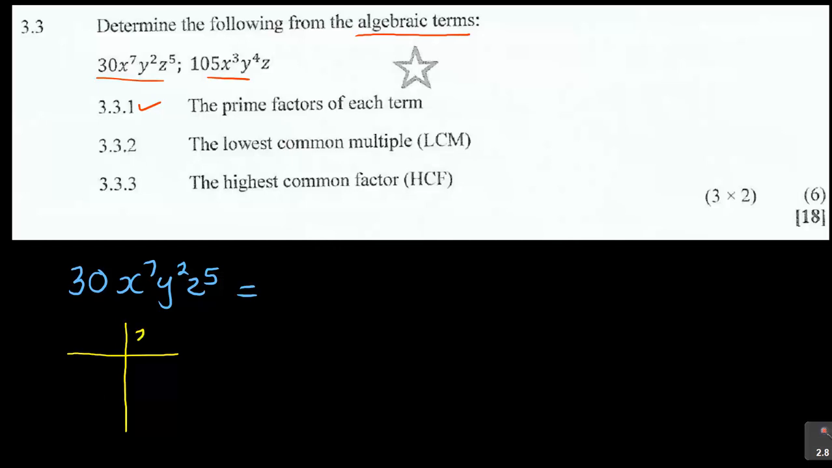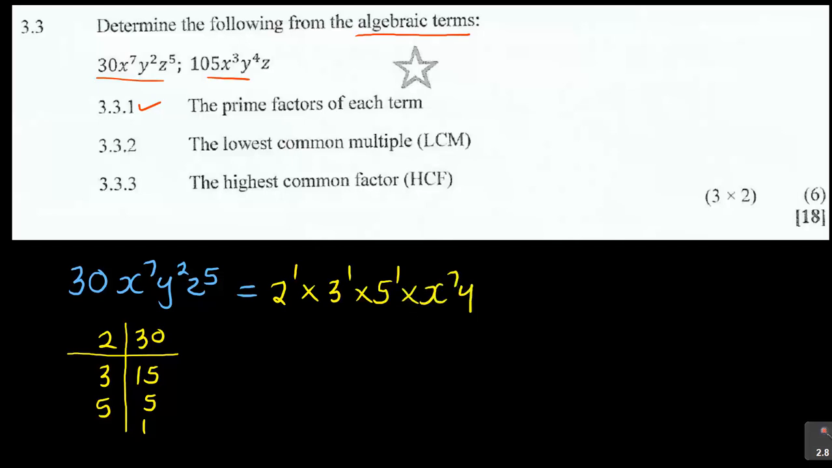To say 30 divided by 2, it's 15, divided by 3, it's 5, divided by 5 is 1. So the prime factors there are 2 to the power of 1 times 3 to the power of 1 times 5 to the power of 1. Then you just write times x to the power 7 y squared z to the power 5. That is the first one.